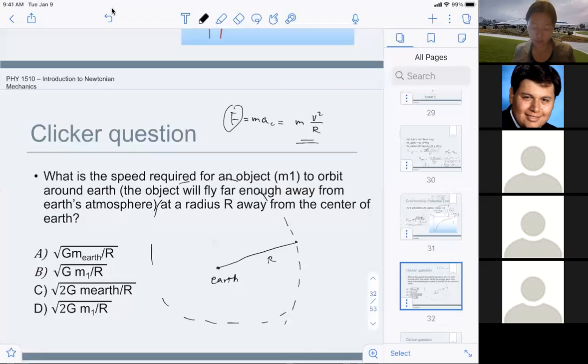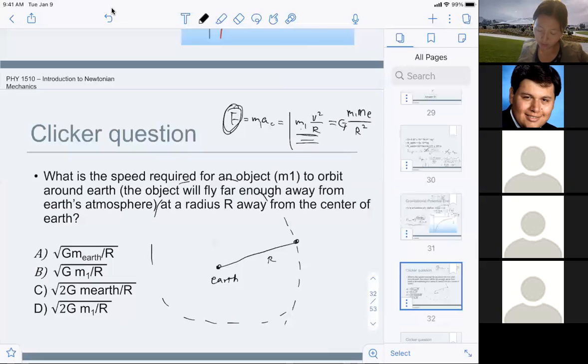Okay, so this force between the satellite and Earth is mv squared over r, and do we know the force? This is the gravitational attraction between the Earth and the satellite, right? Mm-hmm. Okay, so we can make this equal to what? F times r divided by m1, square root all over that. Okay, and again, we still don't know the F, right? That would be m Earth times m1 over r squared, and then the coefficient of G. Okay, so G m1 m Earth over r squared.